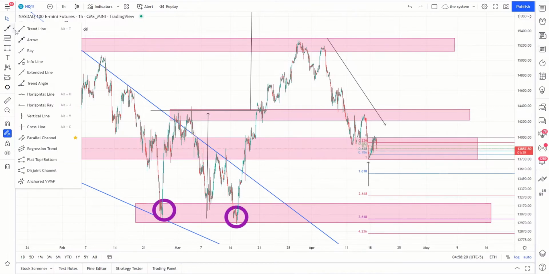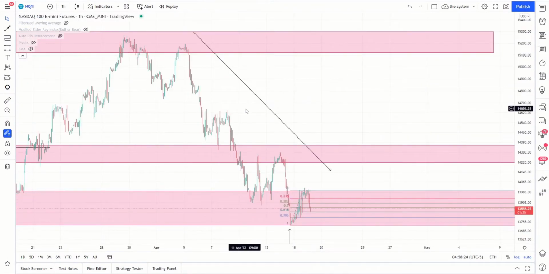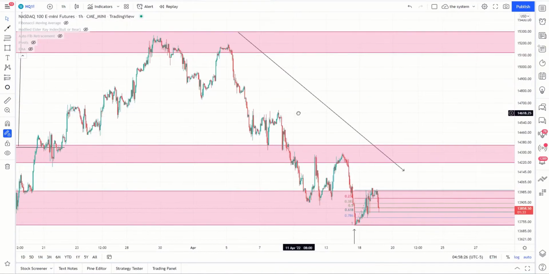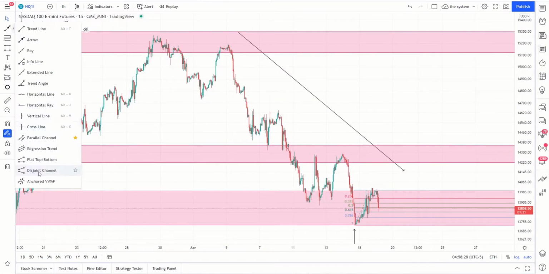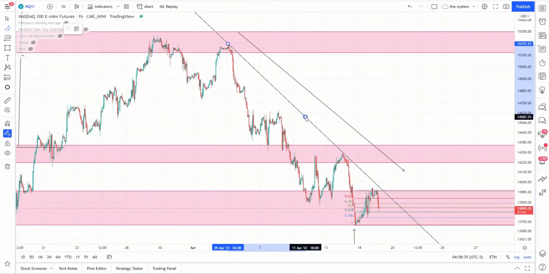Let me see if we can find, there's been quite a steep downtrend here, but I'm going to see if I can find some sort of trend channel. I use a parallel channel for picking channels here. It's been a very, very steep move. I'd say that's probably our best bet at a channel.